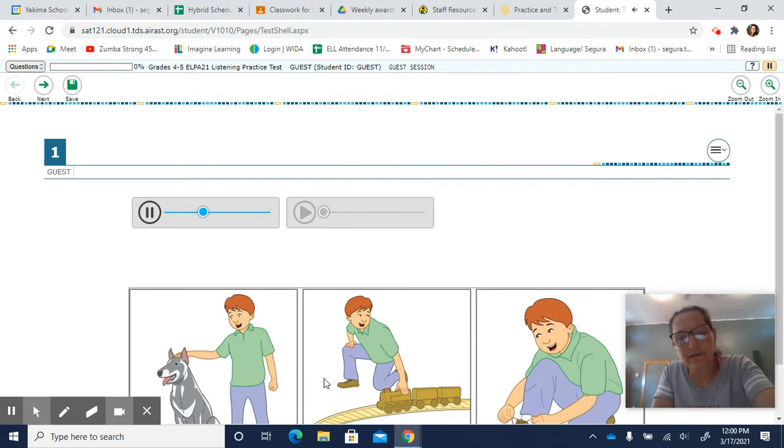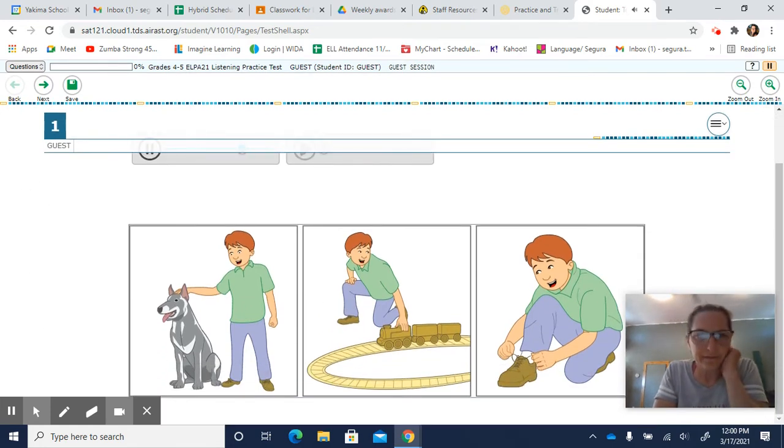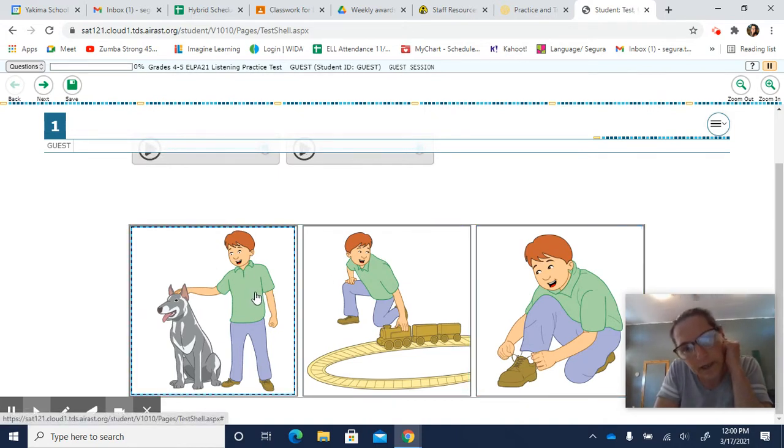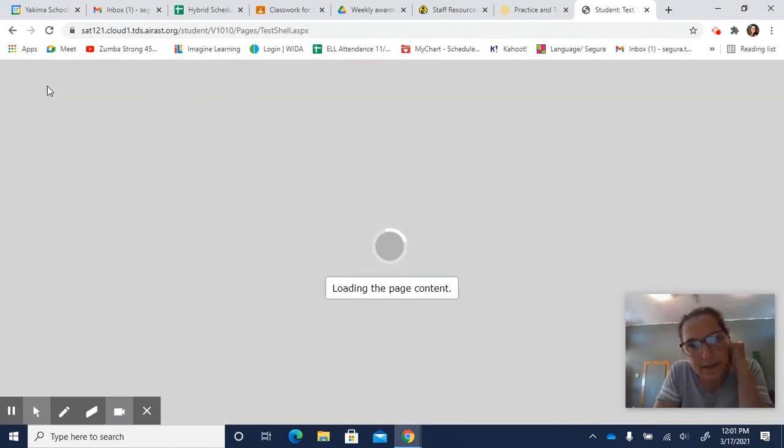Listen to the sentence. Choose the picture that matches the sentence. Nate pets a dog. So I look at all the pictures and I tap on the one I want. Notice the dotted lines. I know it's selected, and then I put next.